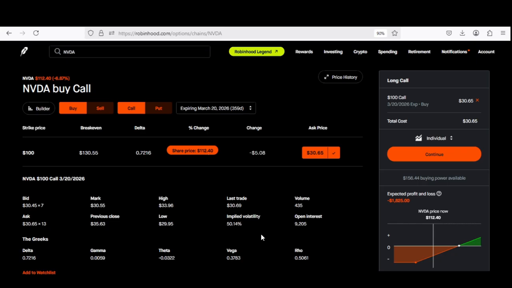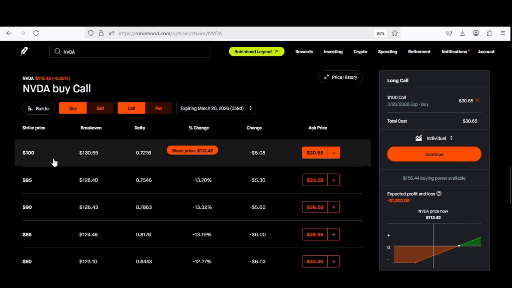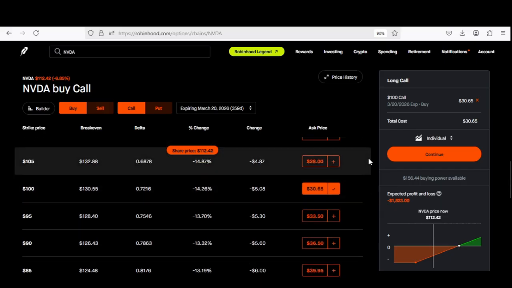The other thing I want to show you is the open interest. The open interest tells you how many people actually acquire this $100 call. So it tells us more than 9,000 people like this call here at the current price it is. Now, we're going to go ahead and I'm going to explain the LEAPS option to you. So, like I mentioned, the LEAPS option has a long expiration date.